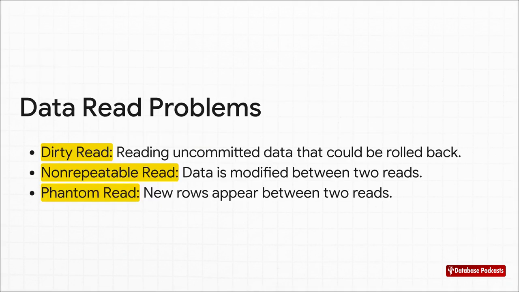Now, that isolation principle is key, but getting perfect isolation can be really expensive on performance. So systems actually let you choose a level of isolation, which means you're balancing performance against preventing these specific weird data problems. A dirty read is seeing data that hasn't been committed yet and might get rolled back. A non-repeatable read is when you read some data and then you read it again a second later and it's changed. And a phantom read is when you run a query and new rows just seem to appear out of thin air.